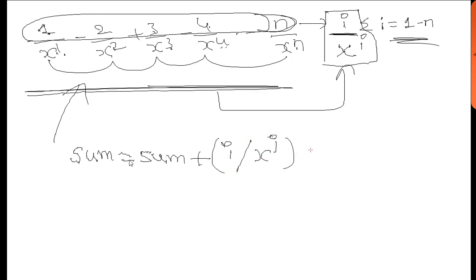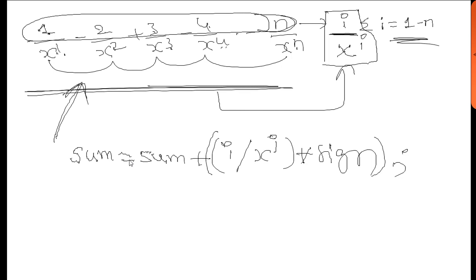This is what multiplied by sign. Again I can put here sign, alternatively the sign will be changed. Sum is equal to sum plus I by x to the power of I, then multiplied by sign. Clear? This is how this particular complex expression you can convert into a single formula.